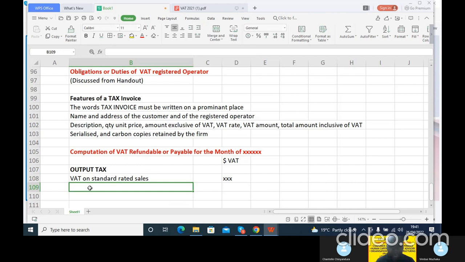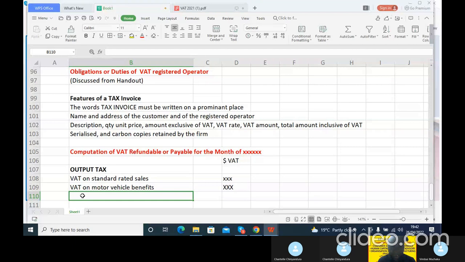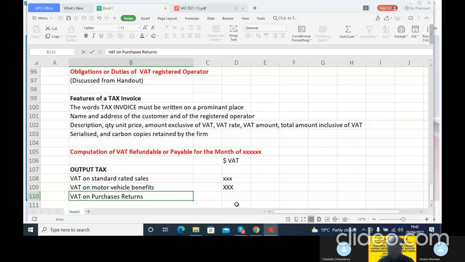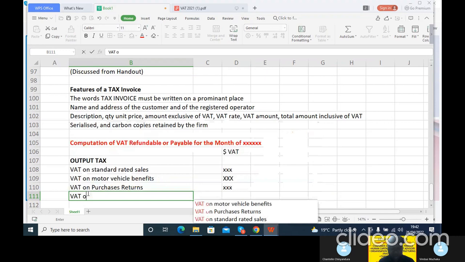What VAT on fringe benefits? Let's say on motor vehicle benefits. Make sure we calculate here per annum, per month. Right? Then VAT on purchases returns. You'll be given whether they were purchase returns or not. So you have VAT on purchase returns, then VAT on sales of fixed assets.